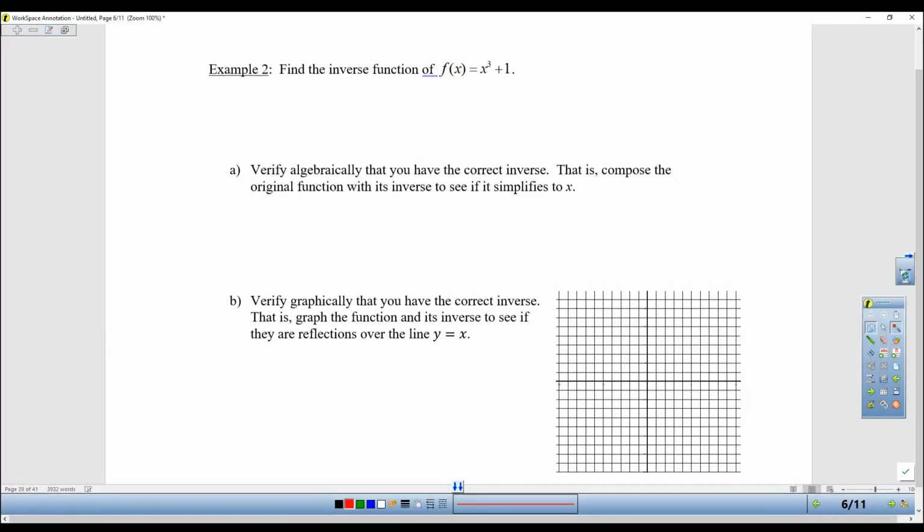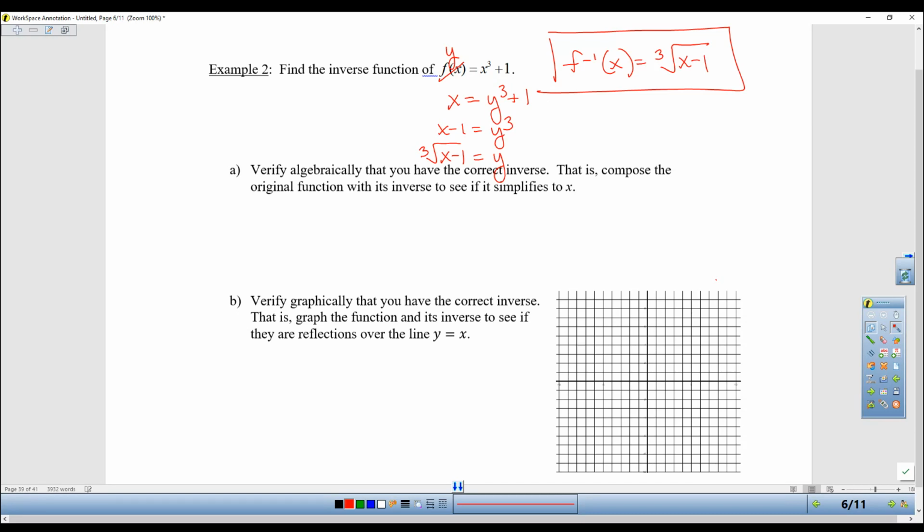So step 1 is to find the inverse. I change this to a y. I rewrite it as x is equal to y cubed plus 1. I subtract 1 from both sides. I take the cube root of both sides. And I have found my inverse. F inverse is the cube root of x minus 1. I feel pretty good about that.